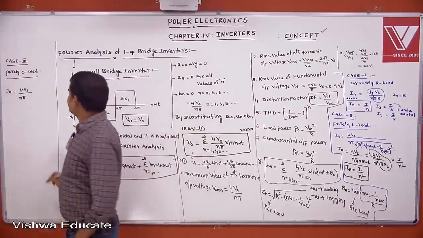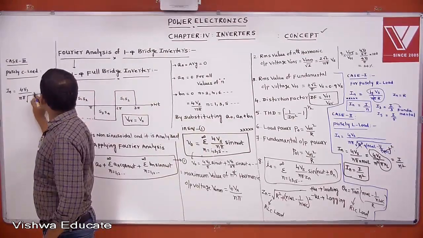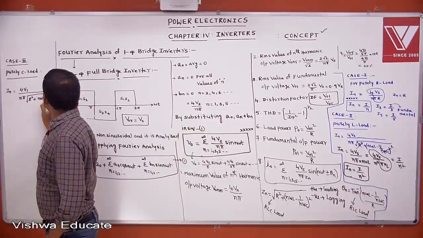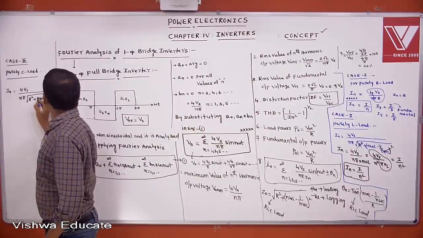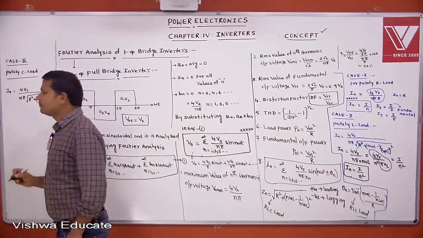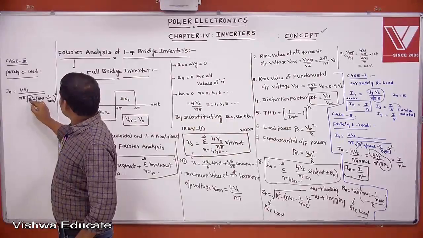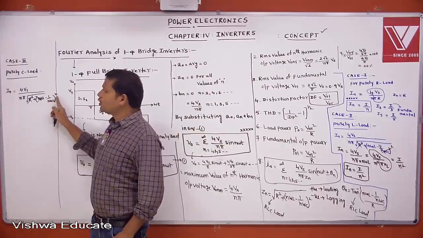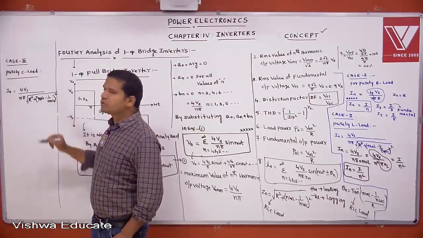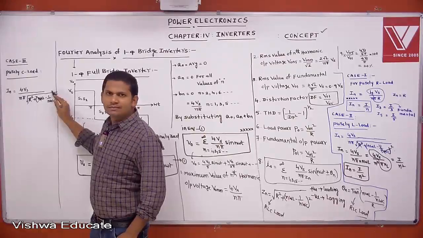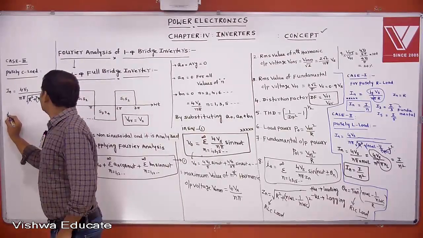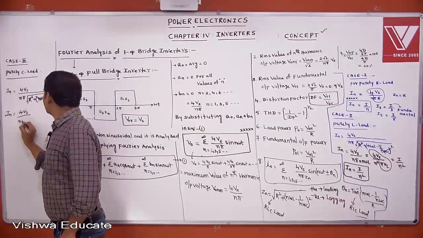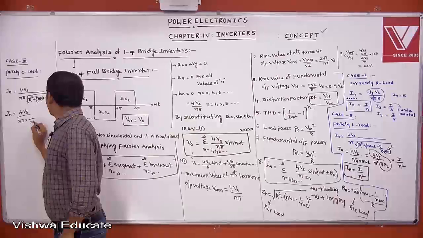What is the Zn you are writing? Square root of R square plus n omega L minus 1 by n omega C whole square. Purely capacitive load means neglect resistance, neglect inductor. This 1 by n omega C whole square, root and square is cancelled. Then what you get, you tell me. Then nth order harmonic current equals 4 Vs by n pi into 1 by n omega C.